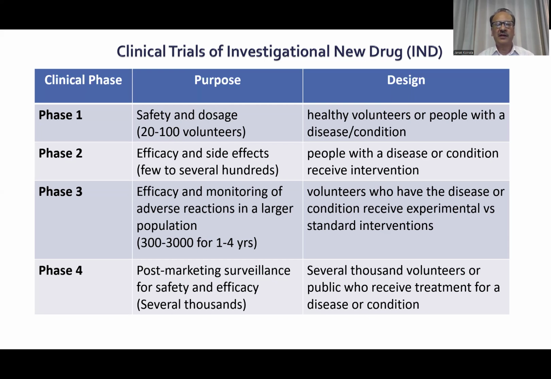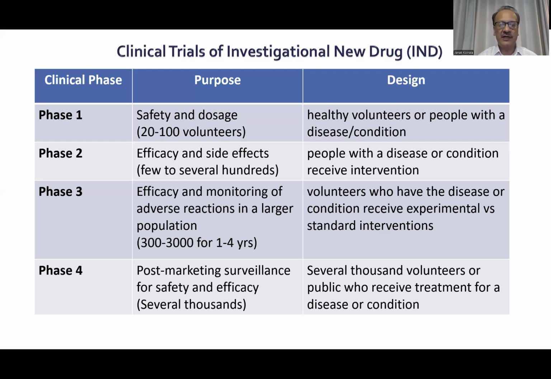In phase 1, the drugs are used in healthy volunteers to determine safety and also to determine what would be the tolerable doses. So it's a small group of people, up to 100 volunteers. In phase 2, we're looking at the efficacy as well as side effects of the drug in a smaller group of people, meaning a few hundred participants. These are people with a certain kind of disease or condition who are likely to benefit from the intervention, and there is a control group also in this one.